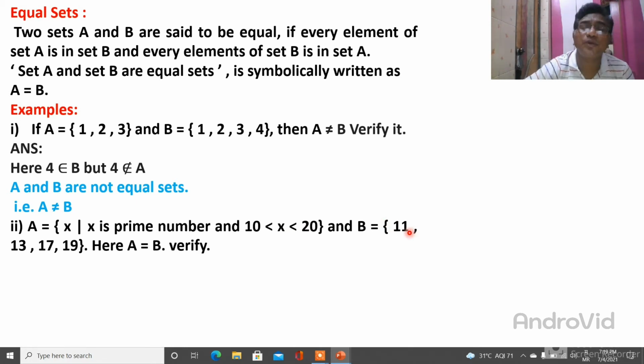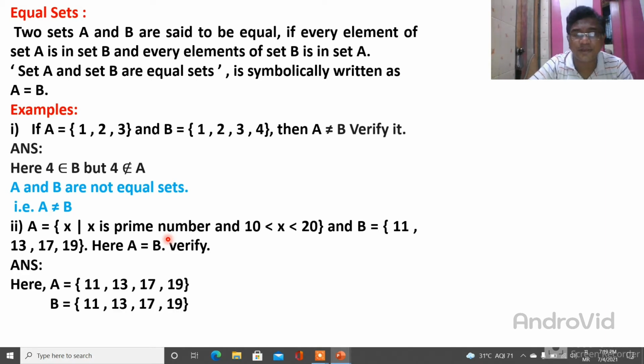Then the B set. B set is equal to 11, then 13, then 17, then 19. So this is the B set: 11, 13, 17, 19. You want to verify this. Okay, but what they said is prime numbers, so I just count from the natural numbers. If you want to write the prime numbers, you can write 11. 11 is a prime number. Then 13 is a prime number. Then 17 is a prime number. Then 19 is a prime number.